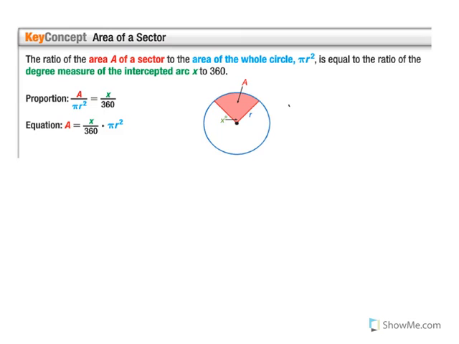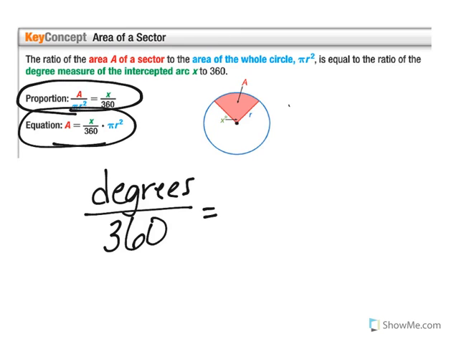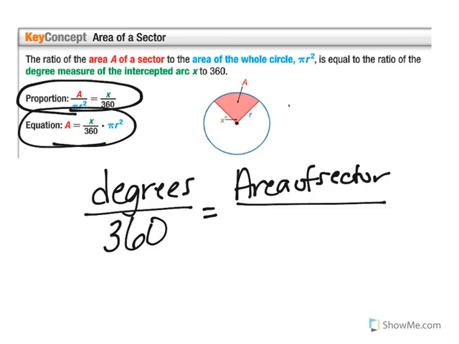And the formula that we're going to use is a proportion, an equation. The easiest way that I like to write it is x over 360. We take the degrees of our sector over our total degrees equals the area of our sector, the area of our slice of pizza, over the area of the whole pizza. So it's still part over whole, part over whole. Degrees of our sector over 360, the area of our sector over the area of the whole thing.